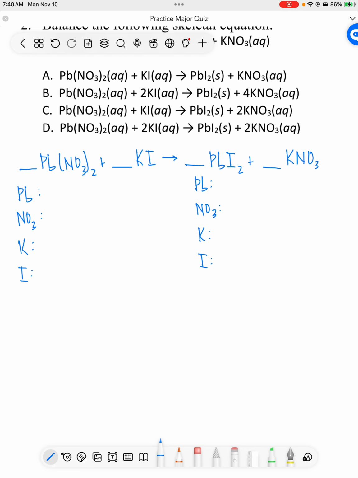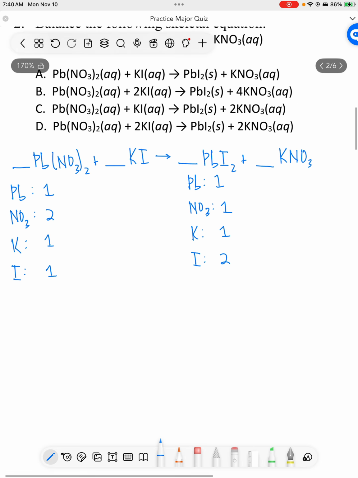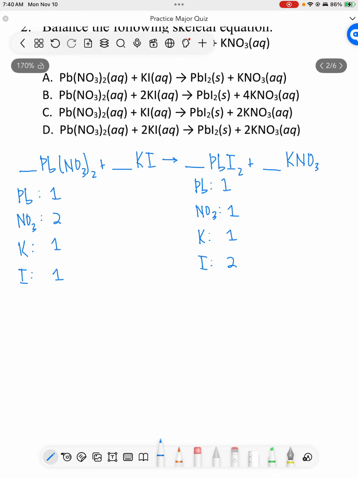All right, so we have one lead. Oops, we have two nitrates. We know we have two nitrates because of this little guy right here. Notice over here, there's no parentheses around NO3, and that tells us that there's just one of them. So we have two nitrates, and we have one potassium and one iodine. Come over here, we have one, and 2. And if you have any questions about how I got these numbers, come into the tutoring center and we can talk about it.